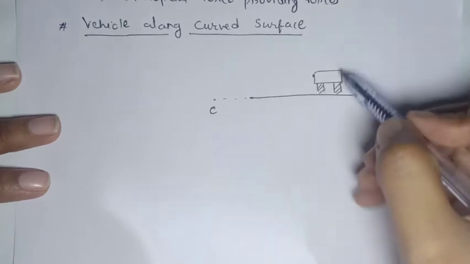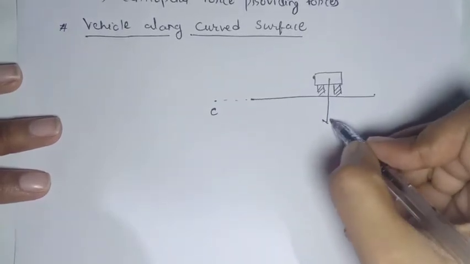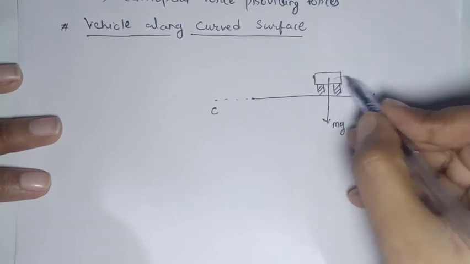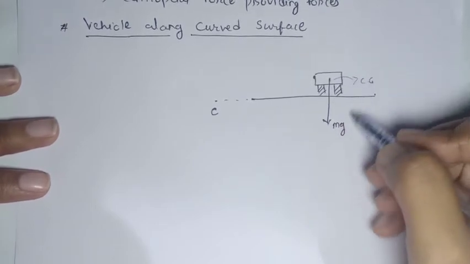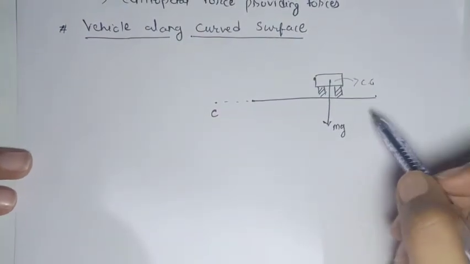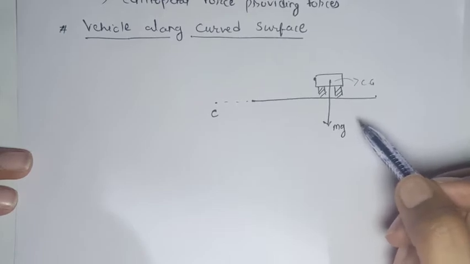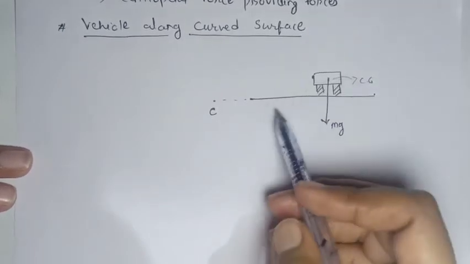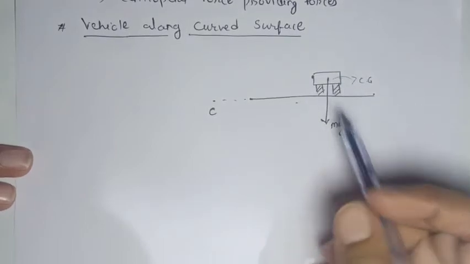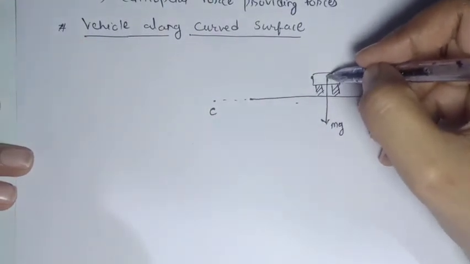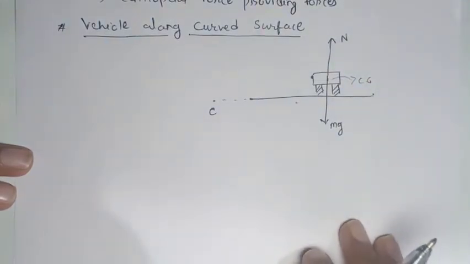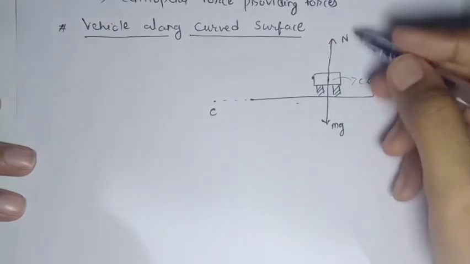So here mg will act vertically downward. This point will be cg. What is that? Cg means center of gravity. After that, according to Newton's third law, if there is action, there will be an equal and opposite reaction. So here the reaction will be done by the surface. The surface exerts a force on the vehicle or object, and that force is represented by normal. Okay, so these are your vertical forces.